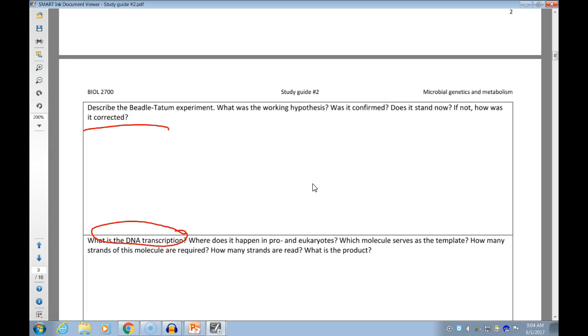RNA polymerase binds to the promoter, okay, which is ahead, upstream of the gene, and starts the transcription. How many strands are transcribed? One. How many strands are needed for transcription? Two. DNA must be double-stranded. Does that make sense? Good. The product of transcription is mRNA, a single-stranded molecule.